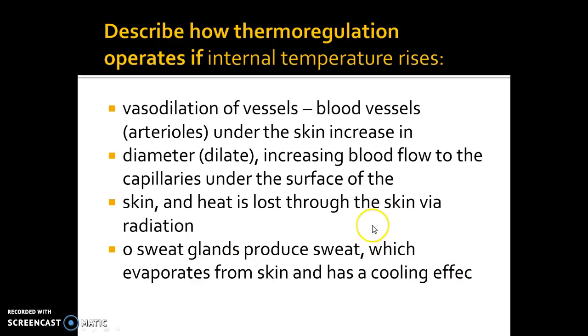So that is what happens when we get hot. That's why our face goes red. That's why we sweat. Okay? So that's what I need you to do. What are your key things here?